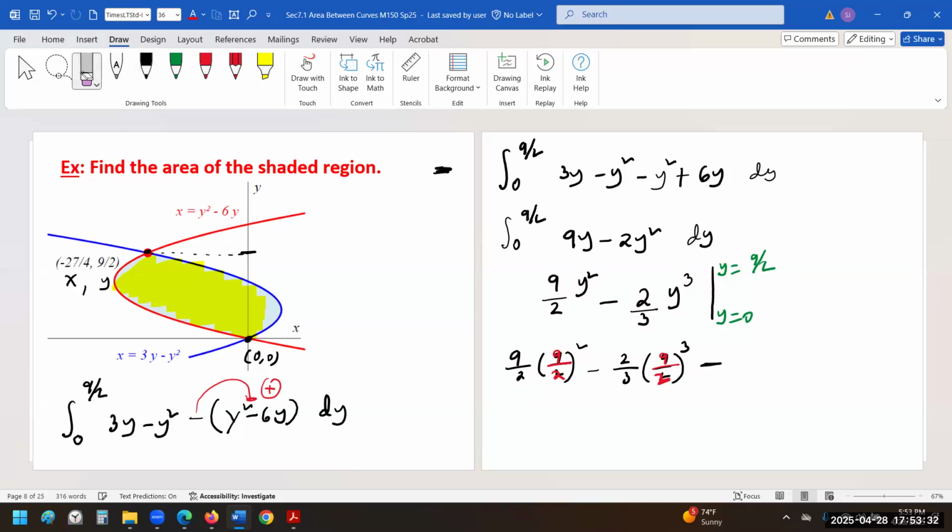When you subtract, both of them get 0, right? Because when your y is 0, both terms become 0. So basically, we're subtracting 0.